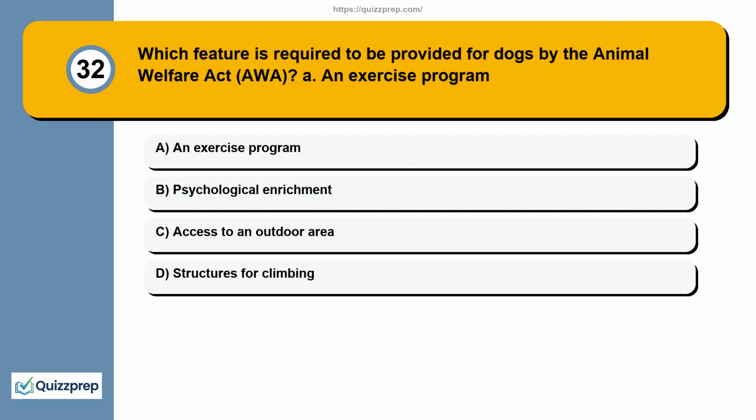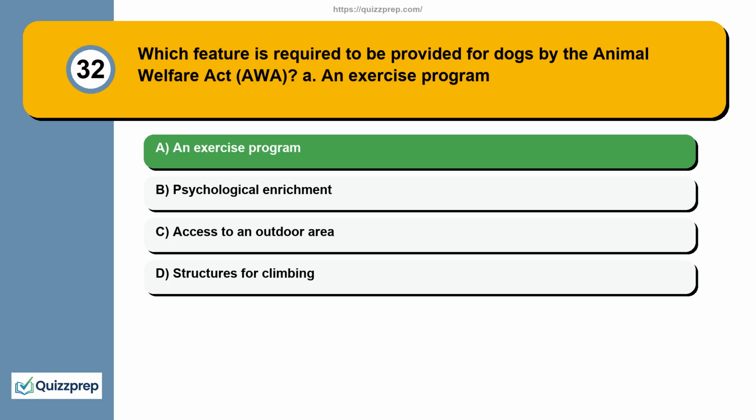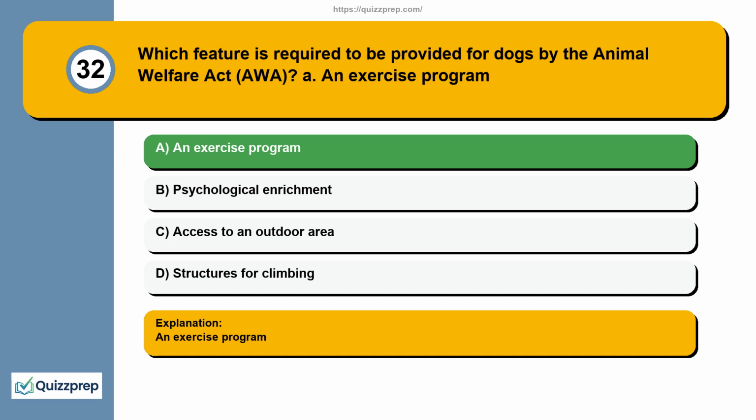Question 32. Which feature is required to be provided for dogs by the Animal Welfare Act, AWA? Option A. An exercise program. Option B. Psychological enrichment. Option C. Access to an outdoor area. Option D. Structures for climbing. The correct answer is option A. An exercise program.